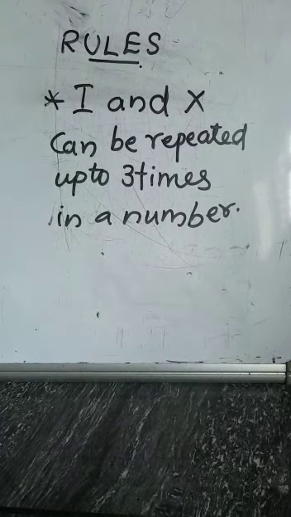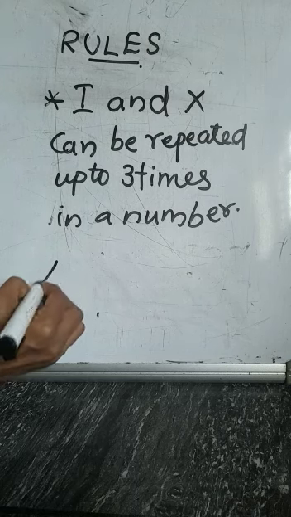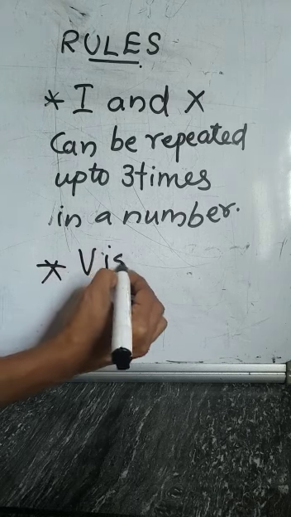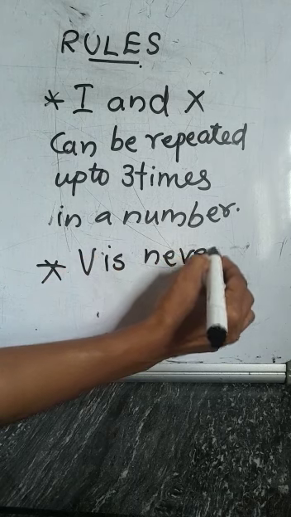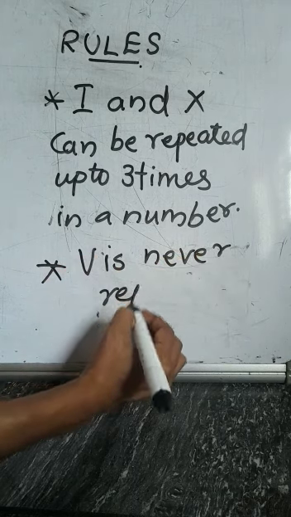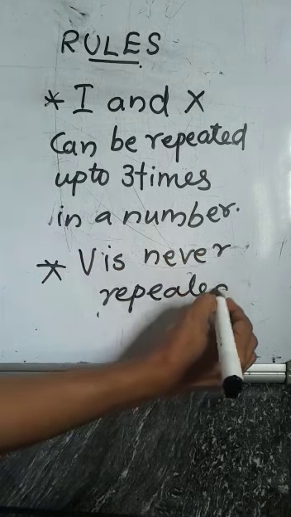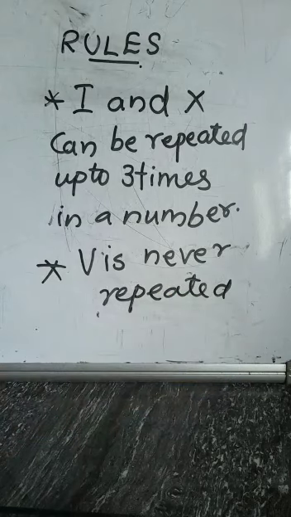And next, V is never repeated. We write V only one time. The symbol V is never repeated. This is the first and second rule.